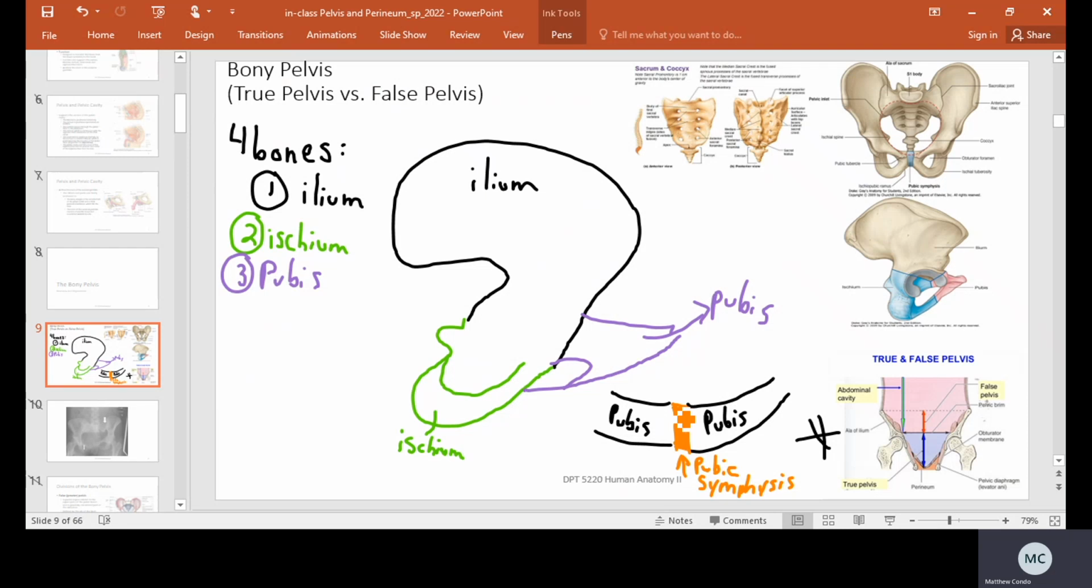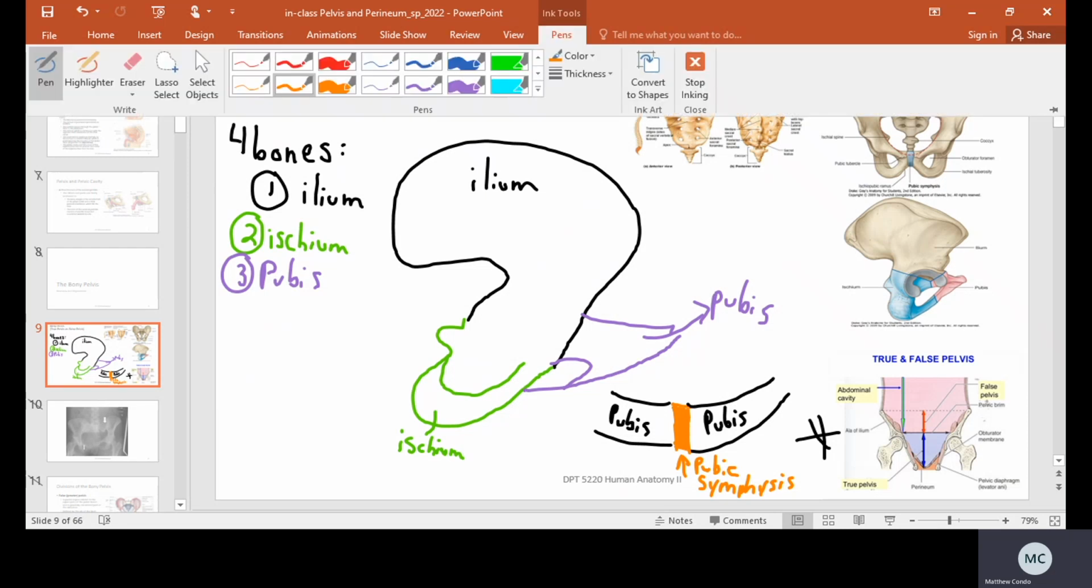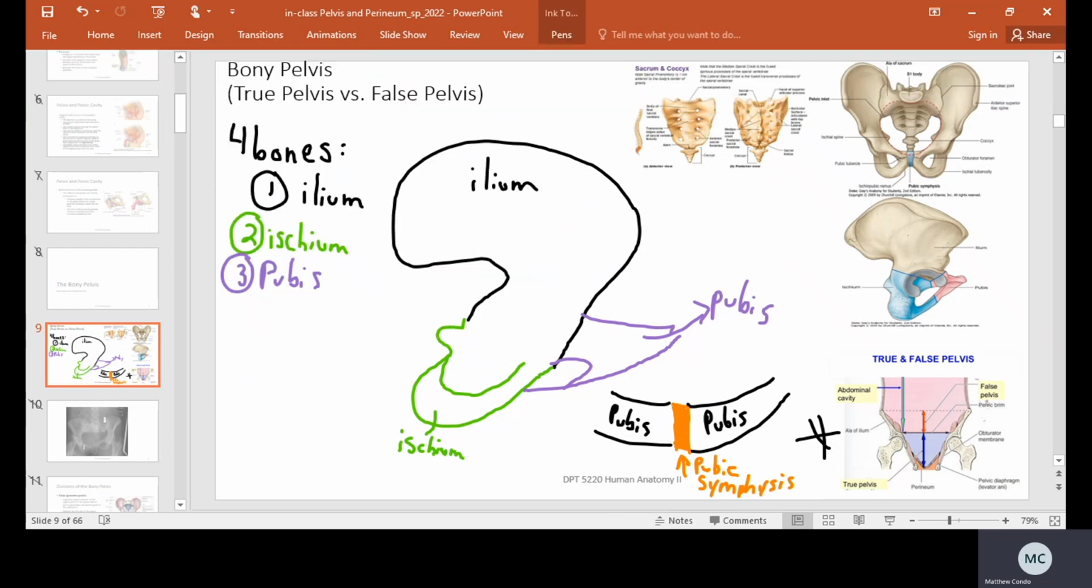On the lateral side of my ischium and my ilium and my pubis, I'm going to see the structure that we talked about, and that's going to be my acetabulum. The acetabulum is literally where the femur is going to articulate with the pelvis.